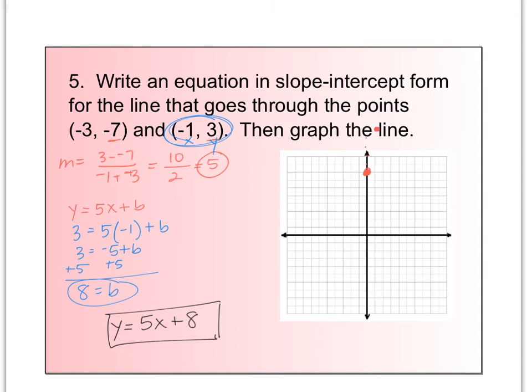So now, if you don't like it going off your graph, you could go in reverse. So you could go down 5 and back 1 as well. And that way it would stay on your graph.